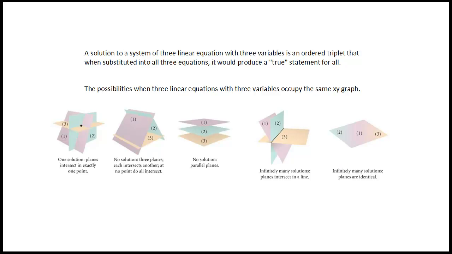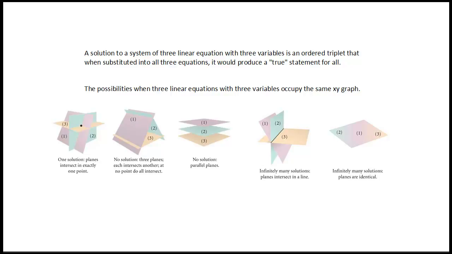A solution to a system of 3 linear equations with 3 variables is an ordered triplet that, when substituted into all 3 equations, produces a true statement for all. Here are the possibilities when 3 linear equations with 3 variables occupy the same xy graph.